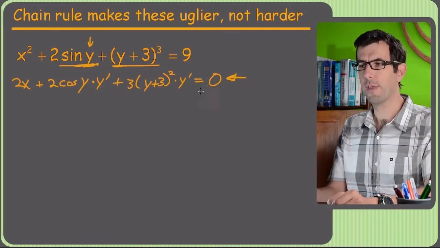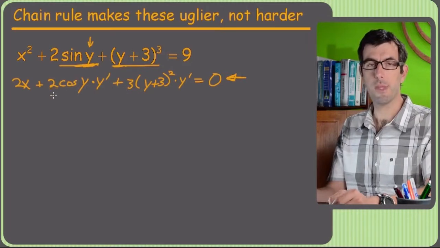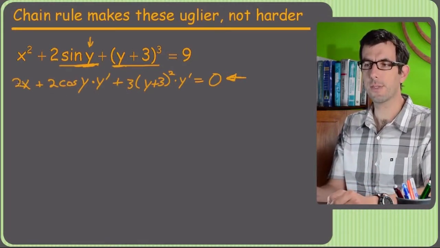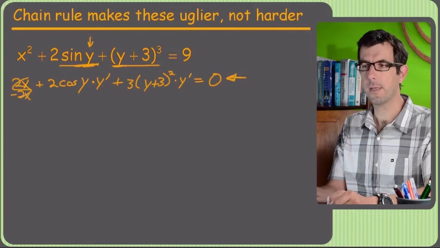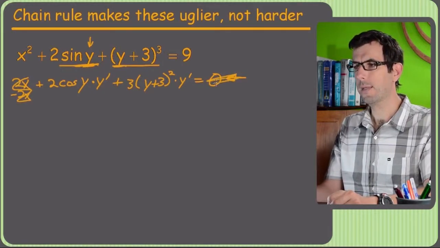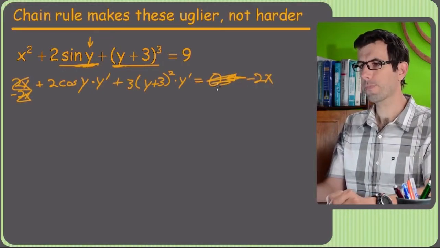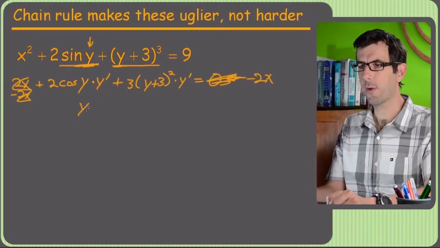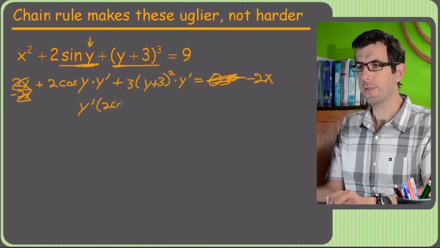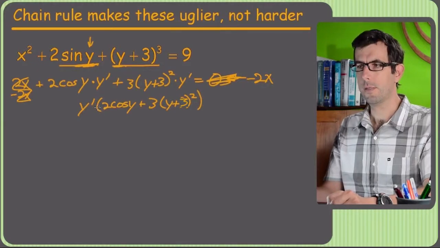All right, so at this point, we're just going to do the usual deal. We need to get everything with a y prime on the left and everything without a y prime on the right. And the only thing here is a 2x. So I'm just going to subtract 2x, and that'll make negative 2x over here. All right, so let's factor out a y prime. So we'll get 2 cosine of y plus 3 times (y plus 2) squared, equals negative 2x.